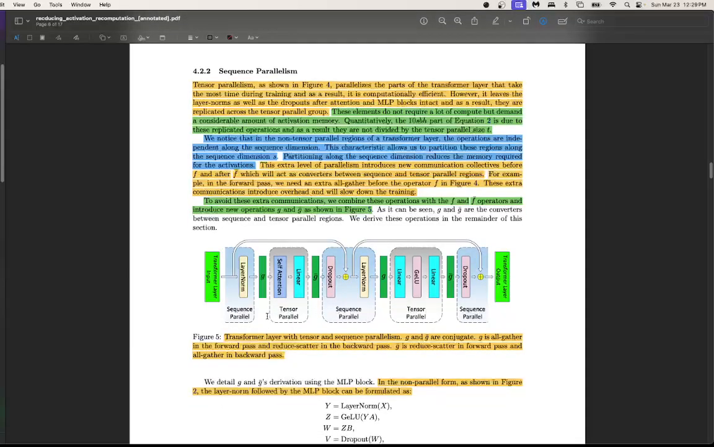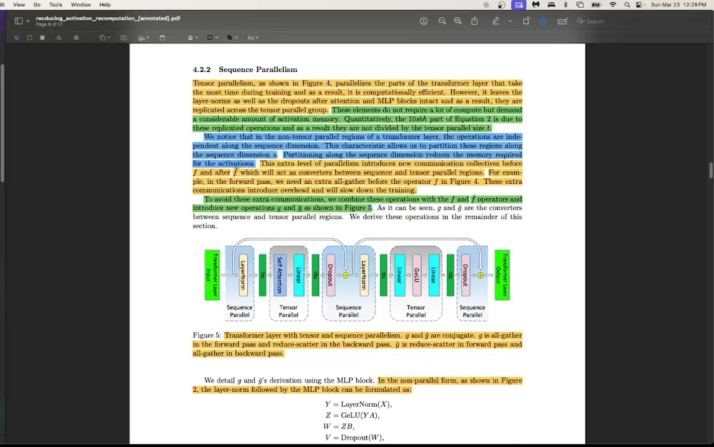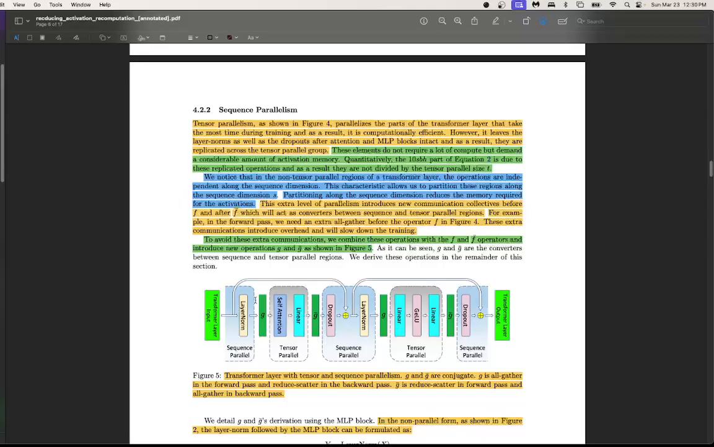But this is kind of interesting because you might think, well, this seems kind of obvious. Why didn't the original authors of Megatron do this? It's actually a little subtle why this is even beneficial. Because let's think about the collectives, the communication overhead that's going to be required to employ such a strategy.